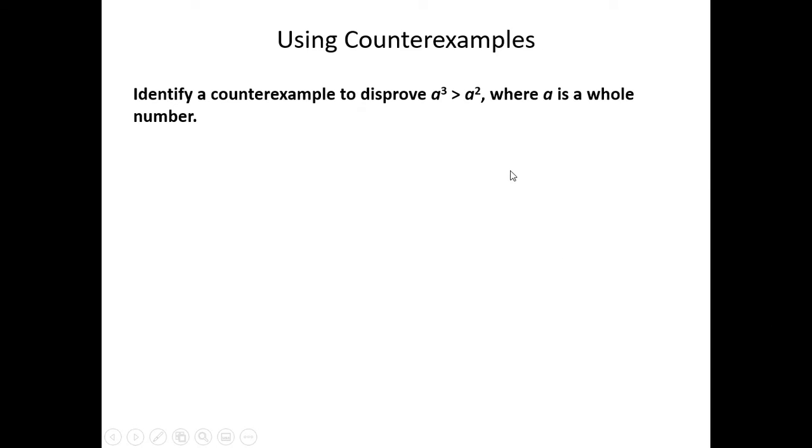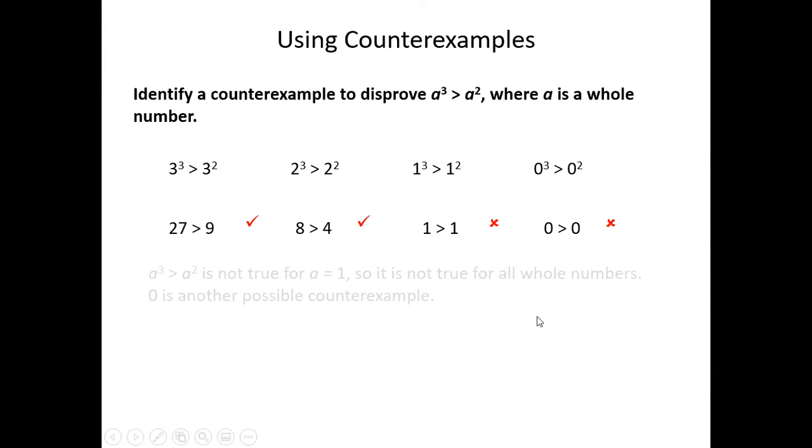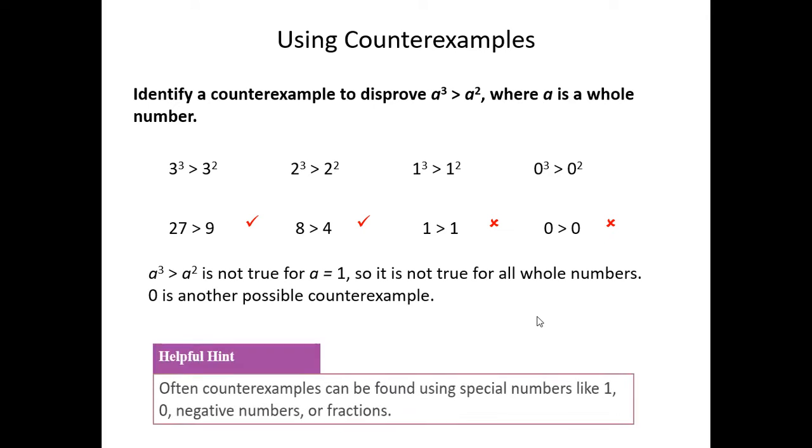Even if it's true for almost every number, if we can find one situation where it's wrong, then it is not a true statement. So use a counterexample to prove a cubed is greater than a squared, where a is a whole number. Well, if I look at 4 examples here, 3 cubed is definitely greater than 3 squared. 2 cubed is greater than 2 squared, but 1 cubed is not greater than 1 squared, and 0 cubed is not greater than 0 squared. So just because the first 2 are true, I found 2 counterexamples to make the whole thing not true.